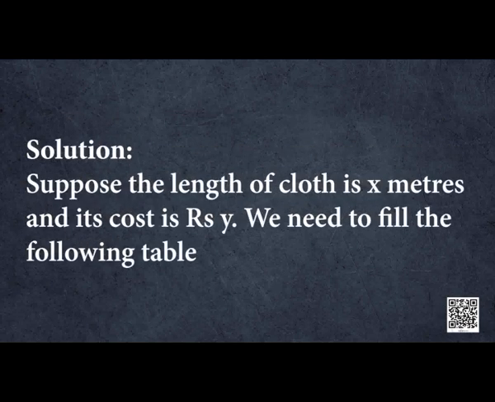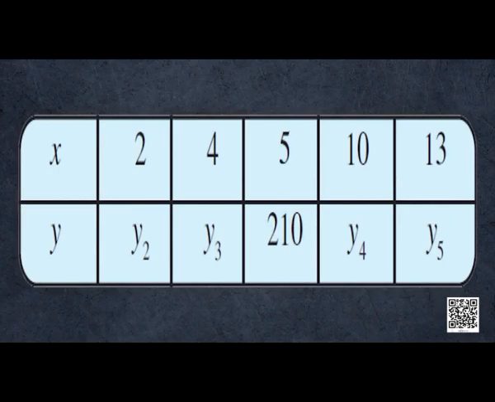Solution. Suppose the length of the cloth is x meters and its cost is rupees y. We can put it into the tabular form as given here. We know that as the length of the cloth increases, the cost of the cloth also increases in the same ratio. So, it is a case of direct proportion.